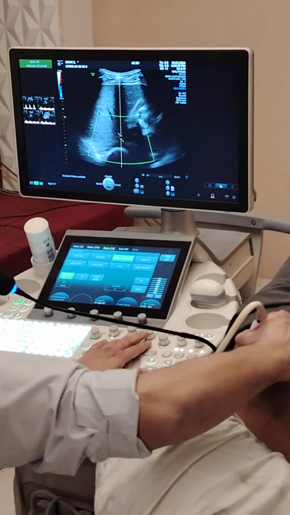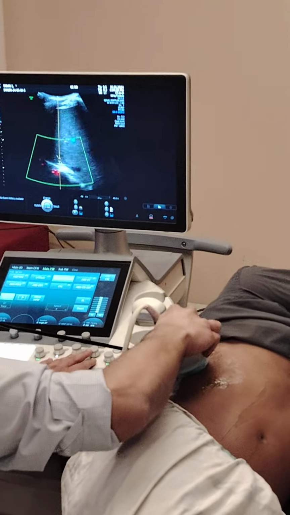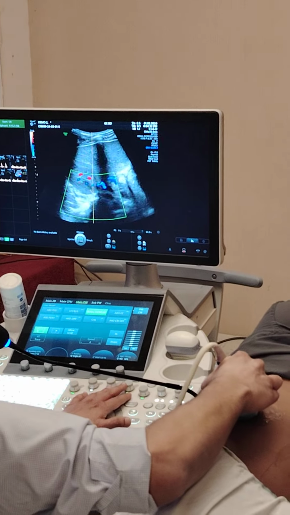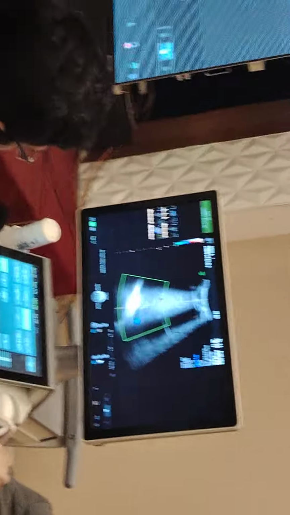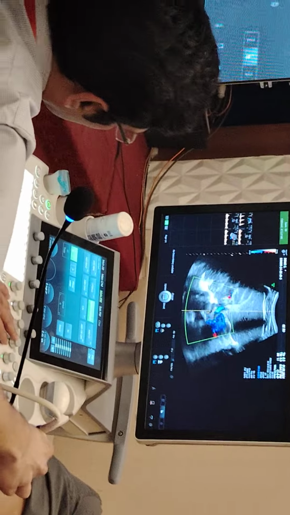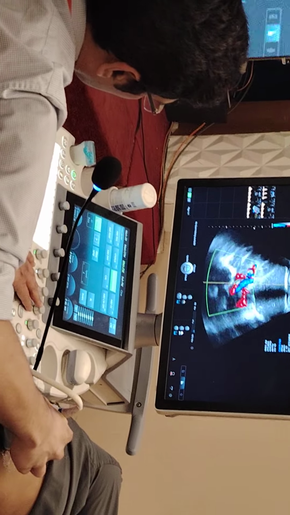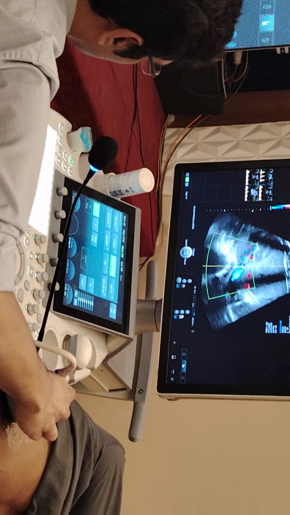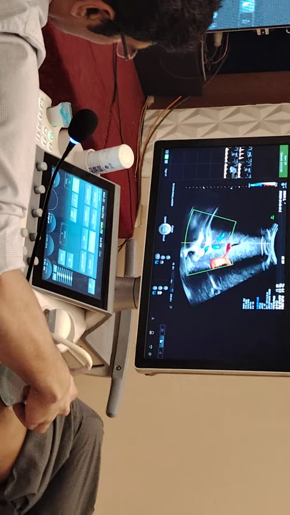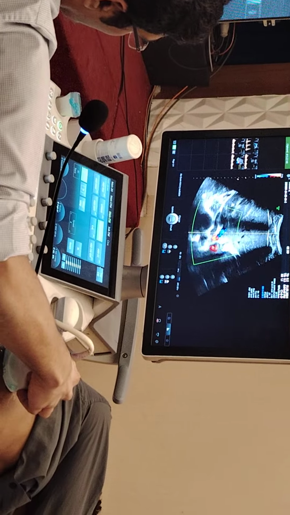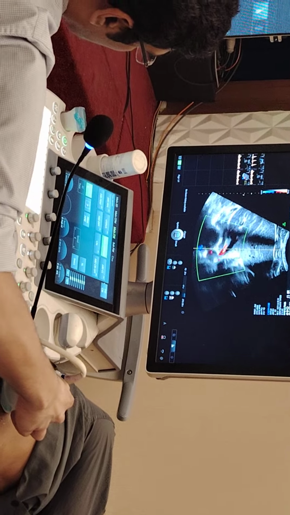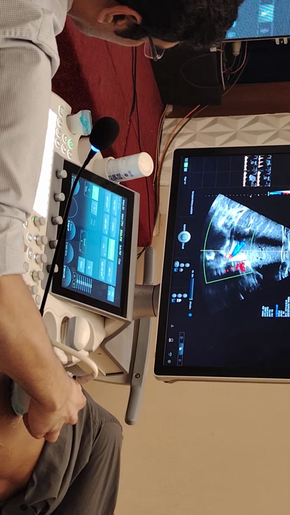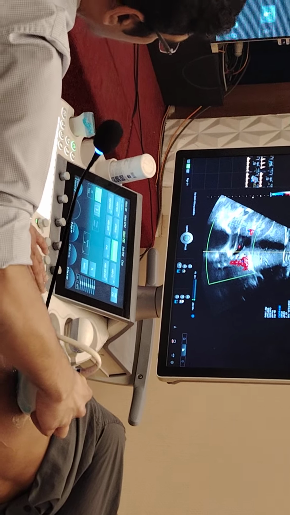I'm trying to see if I can get a slightly better image. I would have expected very easy images coming in there, but it's not the case. Okay, I'm not getting very great images, but anyway, that is your renal artery position over here, right? So that is how you try and do your renal Doppler.